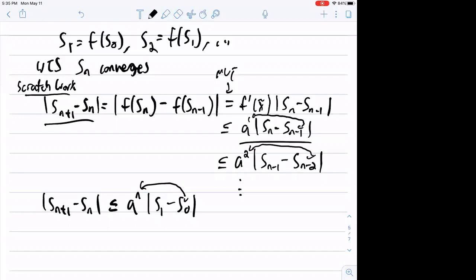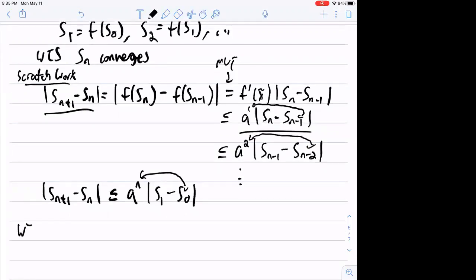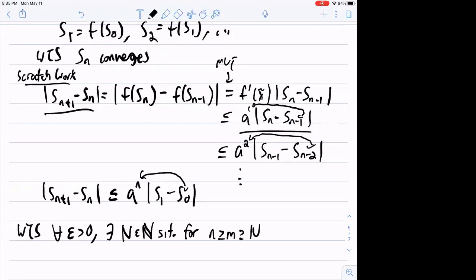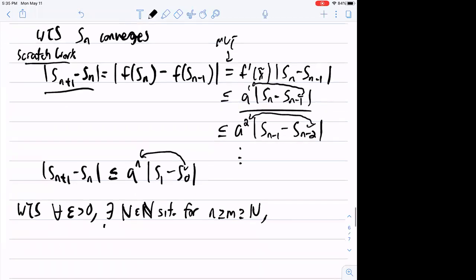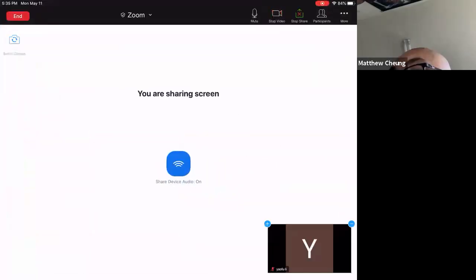Okay, so let's show it's Cauchy now. We want to show for all epsilon bigger than 0, there exists N such that for, without loss of generality, n bigger than or equal to m, with n the bigger one, for n greater than N, we have that the absolute value of Sn minus Sm is less than epsilon. So is everyone clear so far? Okay, good.